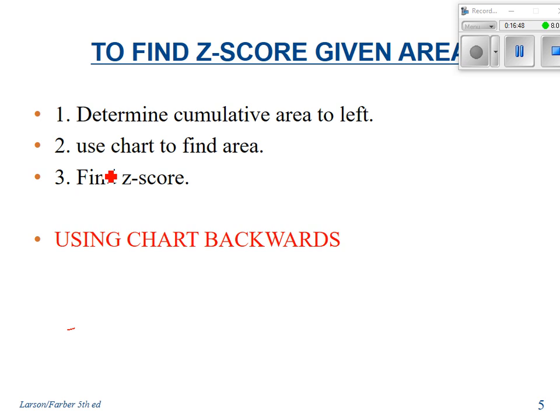So, to find the z-score, given an area, determine the cumulative area to the left. Remember, everything on the chart goes to the left. Look up the area on the chart. Then you go back and just use that chart backwards and find the z-score. So you're just using the chart backwards.